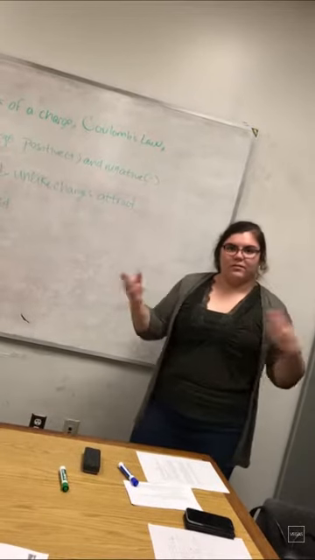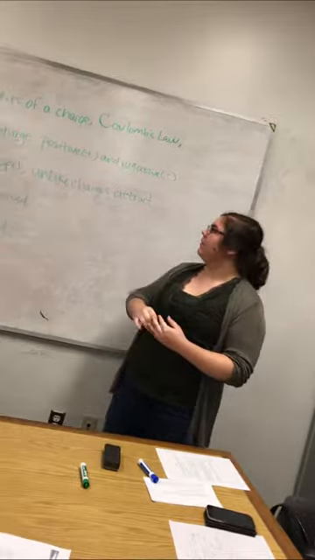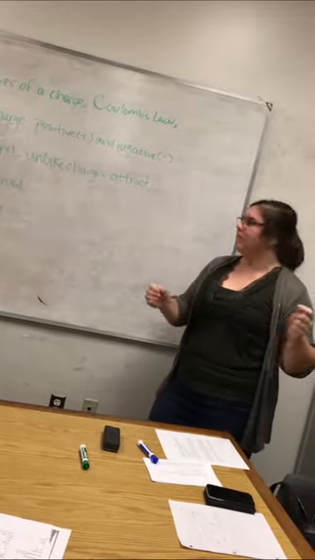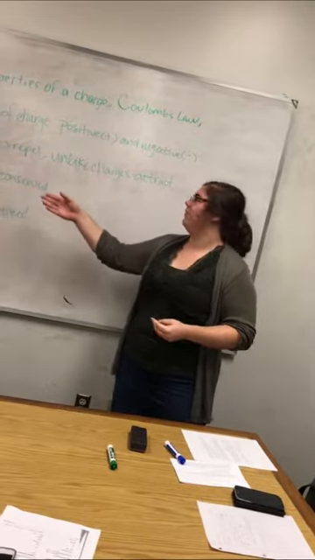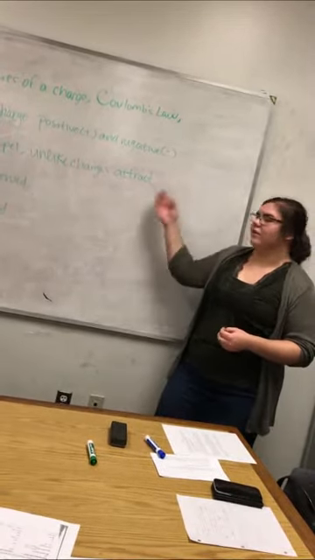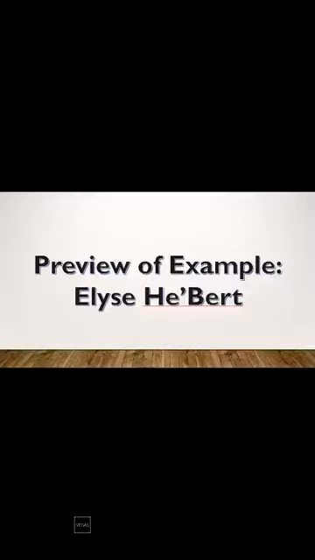So the question is, what is a charge? There are two types: positive and negative. If the charges are alike, they're going to repel. And if the charges are unlike, they're going to attract each other. Charge is conserved and also quantized.